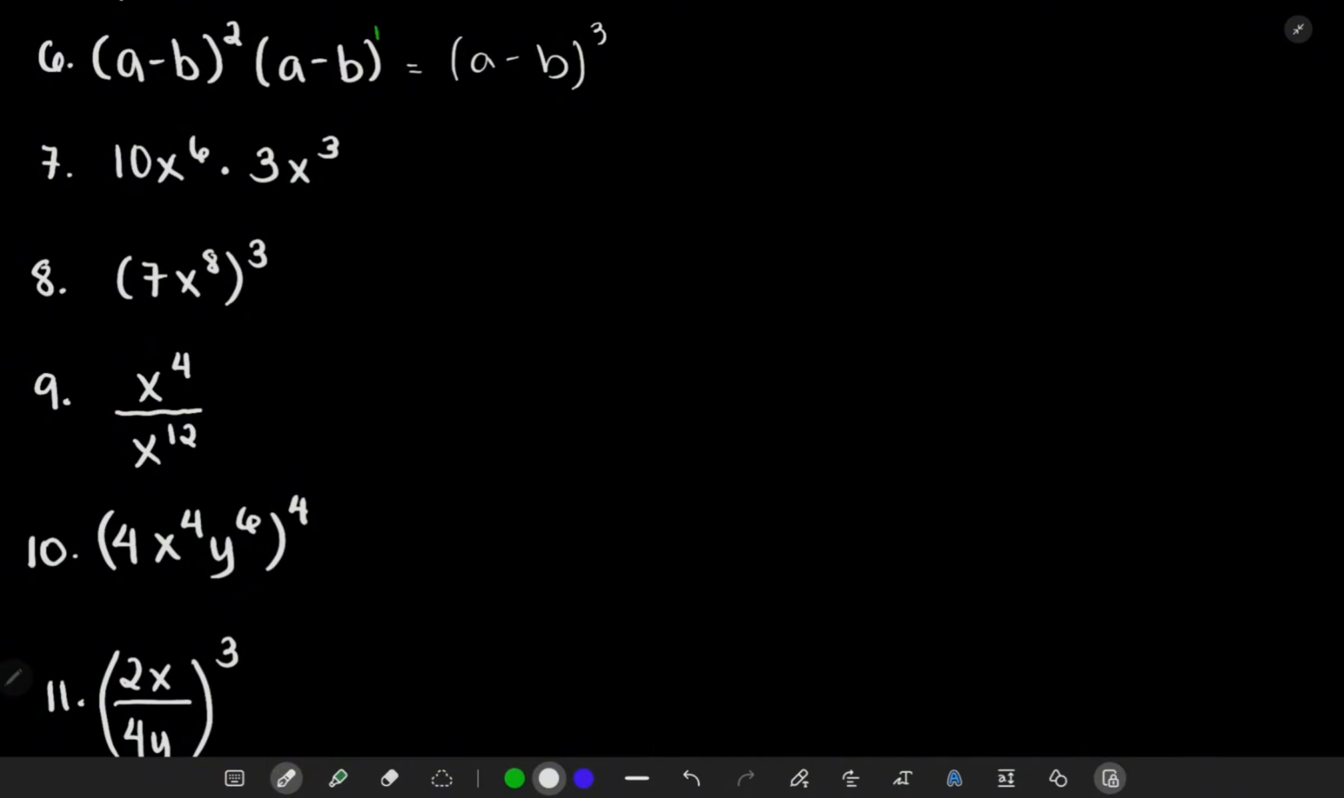And number 7, we can use here the product rule. But first, let's multiply the numerical coefficient. So 10 times 3. So we have 30. Then copy yung common base. Then add the exponent. So we have 6 plus 3. So that is equal to 9.